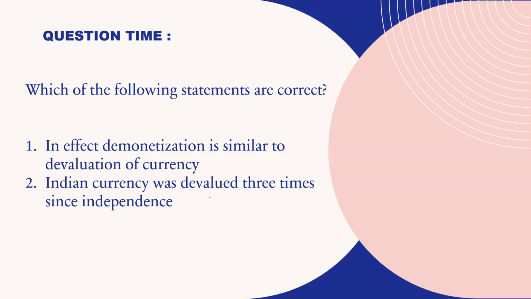Next, which of the following statements are correct? In effect, demonetization is similar to devaluation of currency. Indian currency was devalued 3 times since independence. So again, the review also talks about this devaluation, because it was talking about the 1950s to almost 1991 till 2008 and all. In that, they have mentioned this aspect of devaluation. In interviews also I have seen some questions where they ask very basic history of economics.